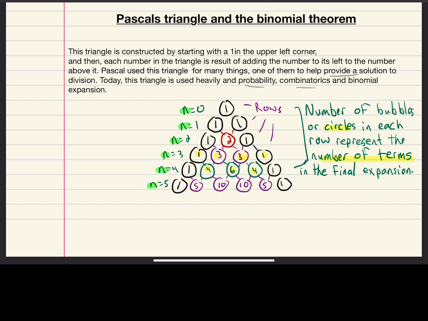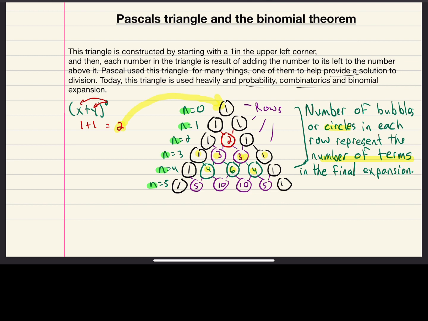Another cool thing is that the number of bubbles or circles in each row, so for example, if I look at the second row here, n is equal to 1, I have 2 circles, represent the number of terms in the final expansion. So, for example here, let's say I had x plus y, and that was to the 0. Well, I know that if I were to expand this, meaning I would apply the exponent outside the bracket to everything inside the bracket, anything to the exponent 0 was equal to 1. So you'd have 1, and that is, like the number suggests, only one term in the final expansion.